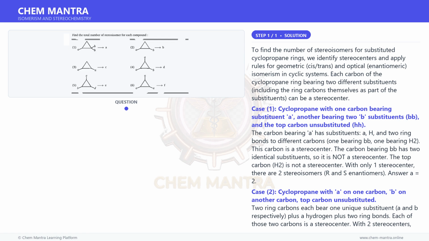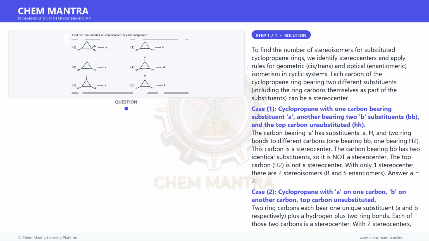Case 5: cyclopropane with A on top, B on bottom left, D on bottom right, all three substituents different. All three ring carbons bear one unique substituent, A, B, D, plus H, making each a stereocenter. All substituents are different, so no meso forms are possible. Maximum stereoisomers is 2^3 = 8, and since no internal symmetry exists to reduce this number, all 8 are distinct. Answer E equals 8.